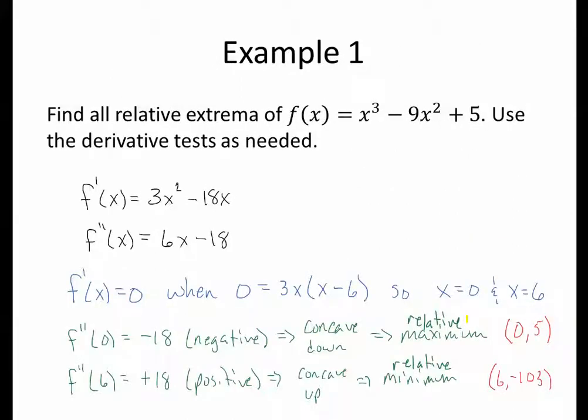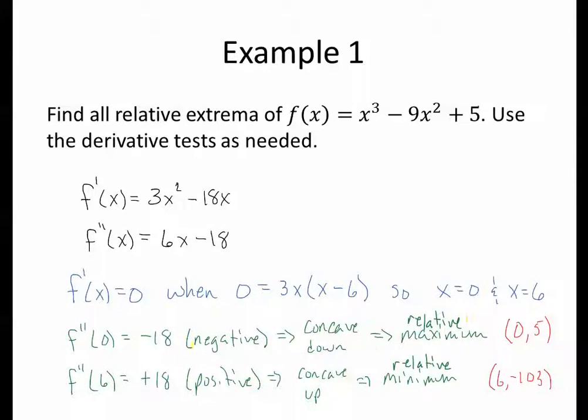Example 1, we're going to look at a polynomial. Find all relative extrema of f of x equals x to the third minus 9x squared plus 5. We're going to use the derivative tests as needed. Because this is a polynomial, I'm probably going to use the second derivative test because polynomials are easy to find derivatives of. So the first derivative is 3x squared minus 18x, and the second derivative is 6x minus 18.